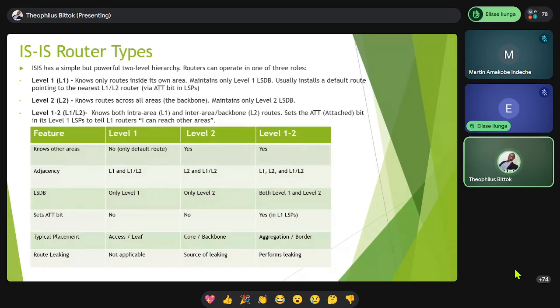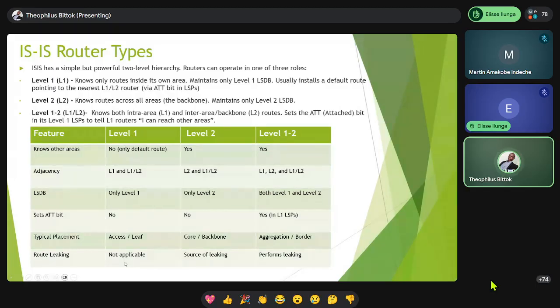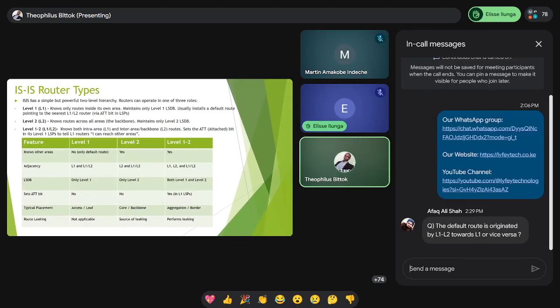Let's say, for example, you have area 5, area 6, area 7, and you'd like those routes to reach your backbone. So the router that is going to aggregate all your routes and take them to your core area is the level 1, 2 router. So when it comes to route leaking, the level 1 router doesn't perform it. It cannot perform route leaking, basically because it is just in that area alone. It doesn't know about any routes of the other areas.